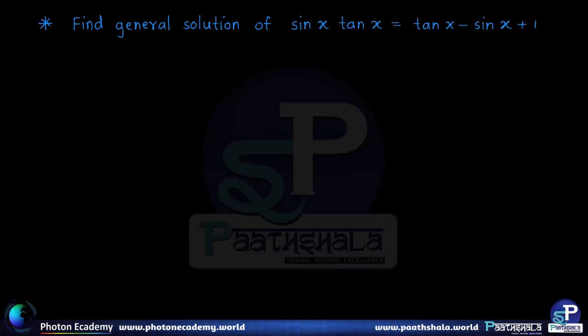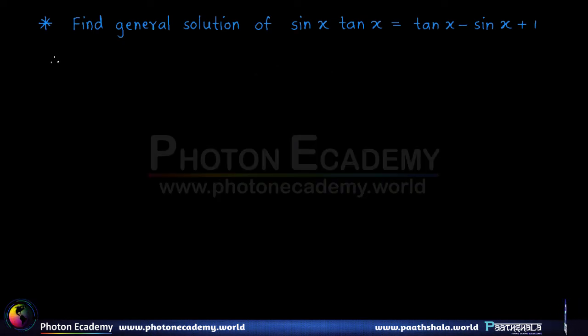Now here the equation given is sin x tan x equal to tan x minus sin x plus 1. Now once again, this also does not seem to be of any of the standard types. But if we transfer all the terms on one side, let us see what happens. We get sin x tan x minus tan x plus sin x minus 1 equal to 0.